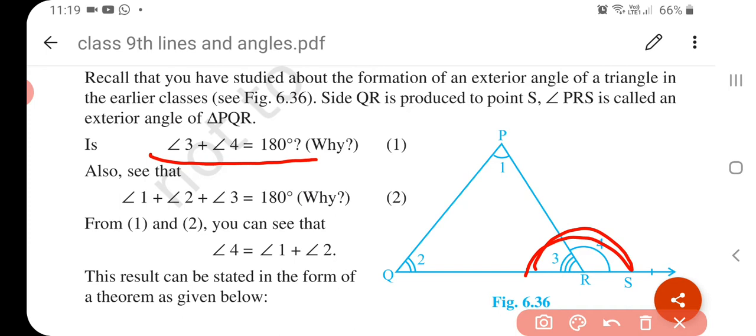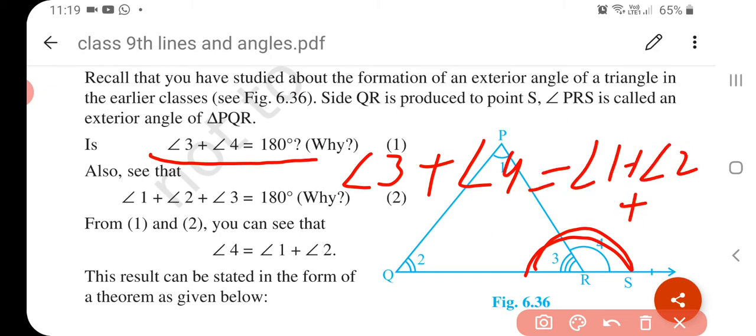Also angle 1 plus 2 plus 3 is equal to 180 degrees, because from theorem 6.7 we have learned the sum of angles of a triangle is 180 degrees. So both are 180. So angle 3 plus 4 is equal to angle 1 plus 2 plus 3. Equating both equations, angle 3 is cancelled on both sides, so our equation becomes angle 4 is equal to angle 1 plus angle 2.